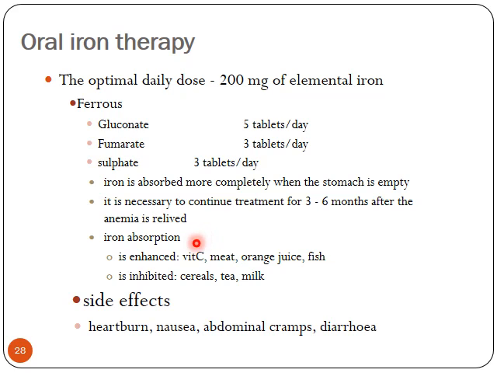Iron absorption, as we mentioned, is enhanced by vitamin C, meat, orange juice and fish, and of course precipitated by the milk, tea, and cereals. Side effects might include heartburn, nausea, abdominal cramps, and diarrhea.